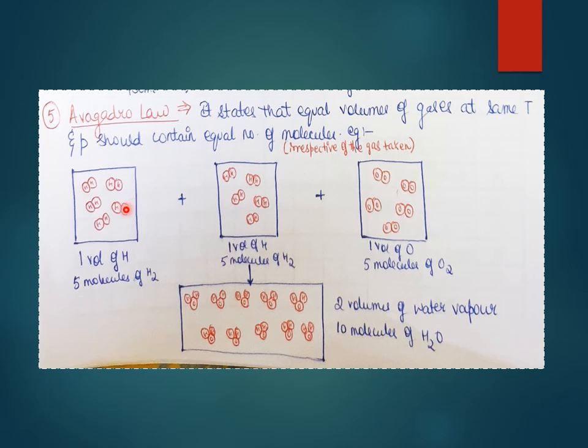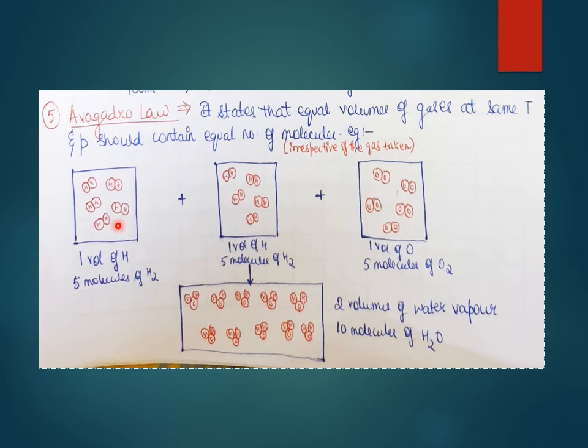For example, let's say I've taken one volume of hydrogen in a container, and it contains, let's say, 5 molecules of hydrogen. I'm assuming it. So if I take one volume of hydrogen gas in a container, it would contain 5 molecules of hydrogen. Let's say in another container, I take one volume of hydrogen again. Since one volume of hydrogen contains 5 molecules, here also, because the volumes are the same, one volume of hydrogen will contain 5 molecules of hydrogen again. In the third container, I have taken one volume of oxygen. Now I know one volume of any gas would contain 5 molecules.